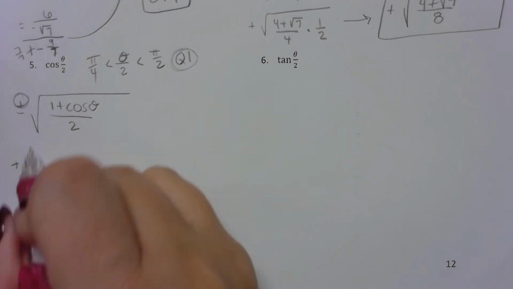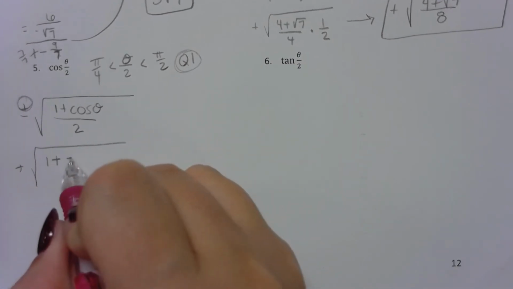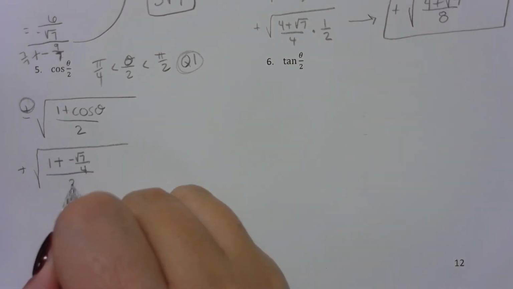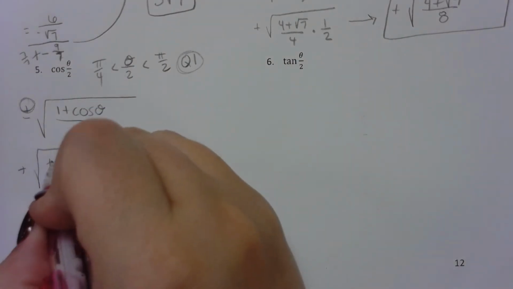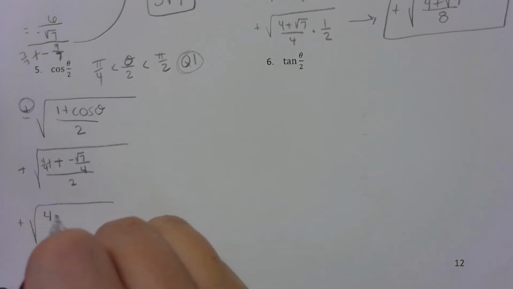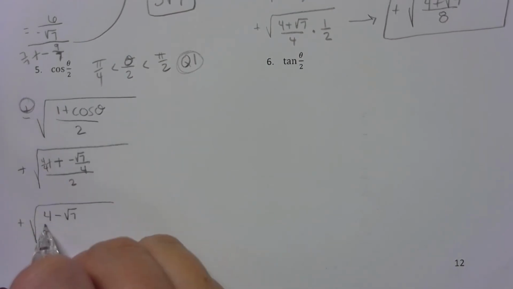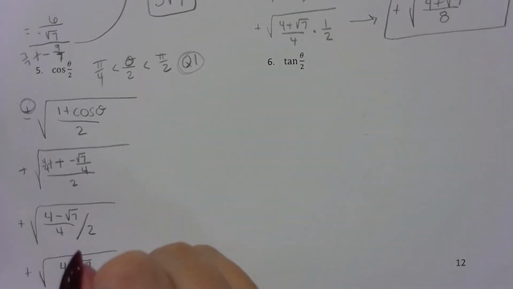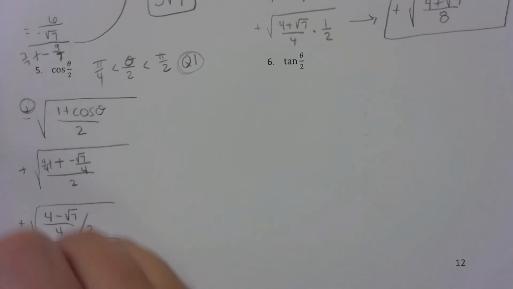So we've got positive square root of 1 plus cosine all over 2. So let's make this 1 a 4 over 4. That gives us 4 minus root 7 over 4, all over 2. Remember that that means multiplying by a half, which gives us 4 minus root 7 all over 8.